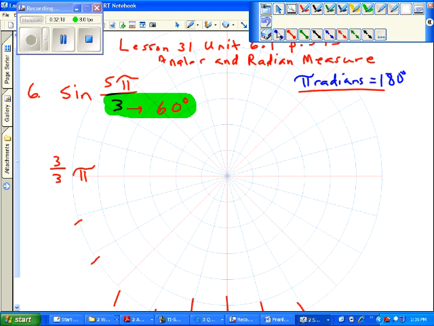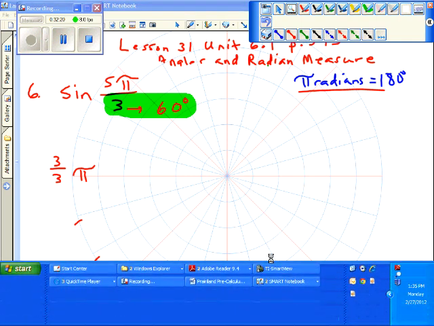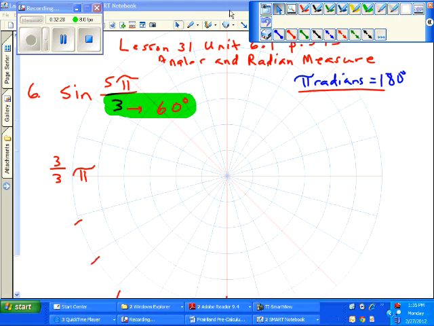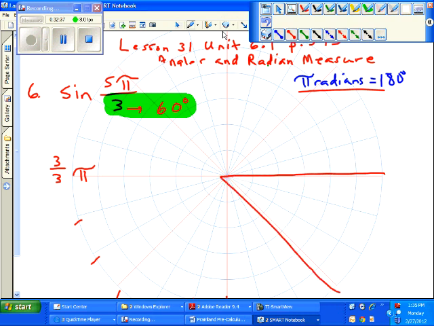You see, I'm actually almost to 2 pi, which means that my reference angle is 60. I'm 60 degrees away from having gone all the way around.